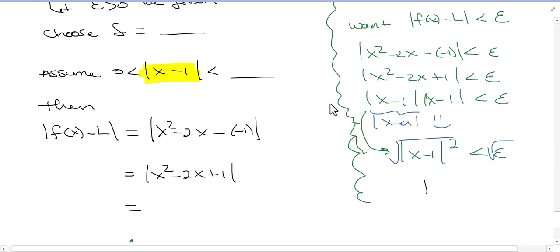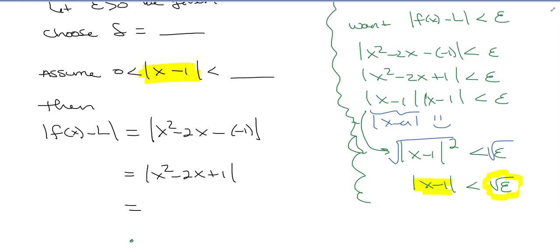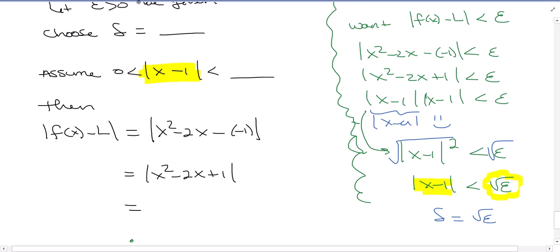So this is just going to be the absolute value of x minus 1 less than the square root of epsilon. And so now that I see, oh, there's my x minus a, and I have it less than that something, so that something is my delta. So we're going to say delta equals the square root of epsilon. So the scratch work is for any epsilon, I can find the corresponding delta. So now we go back to our proof.